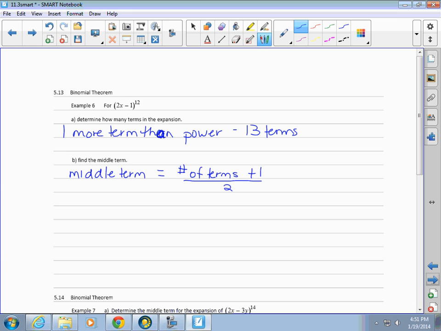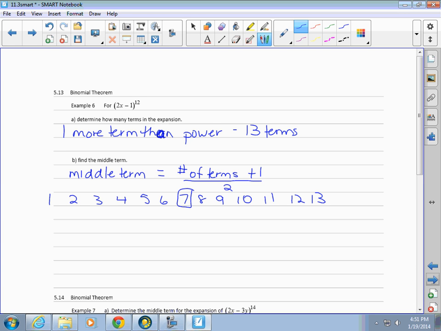So if I have 13 terms for this one, I've got term 1, 2, 3, 4, 5, 6, 7, 8, 9, 10, 11, 12, 13. My middle term then is going to be, if I go 6 this way, 1, 2, 3, 4, 5, 6, and 6 this way, it is going to be 7. That's easy enough to find when you have 13 terms.